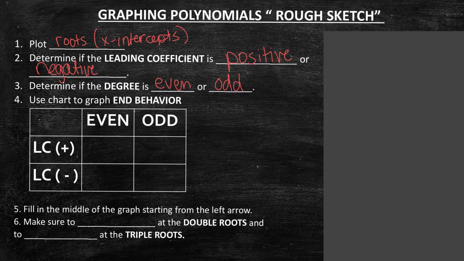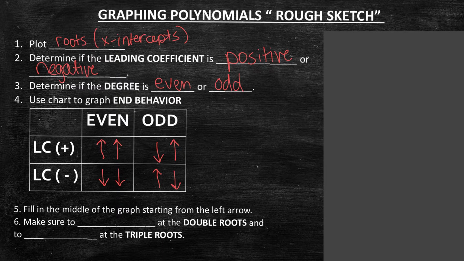So remember, if your leading coefficient is positive, the right side will go up. And if your degree is even, the left side moves in the same direction, so it would also go up. If it is odd, it would move in the opposite direction, so your left side would go down. If your leading coefficient is negative, the right side goes down. And then if the degree is even, it would move in the same direction, so your left side would go down. Odd goes opposite direction, so your left side would go up. So use this chart to figure out what's happening on your left and right side.